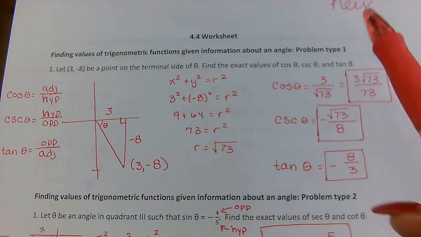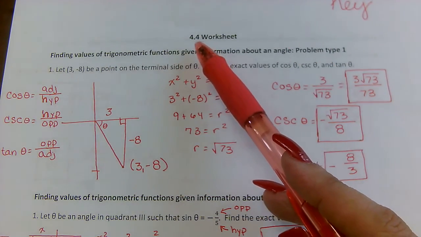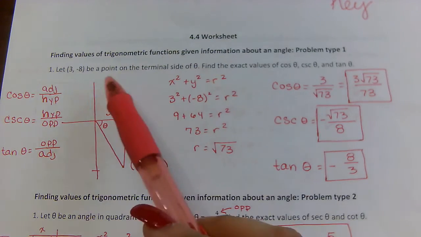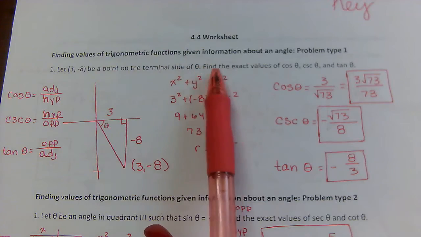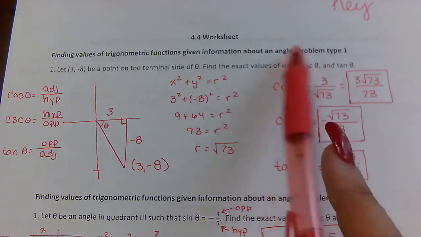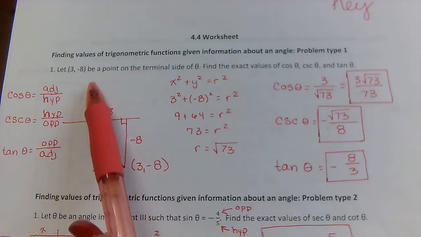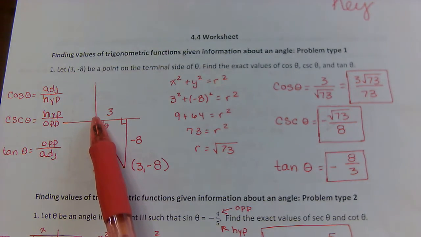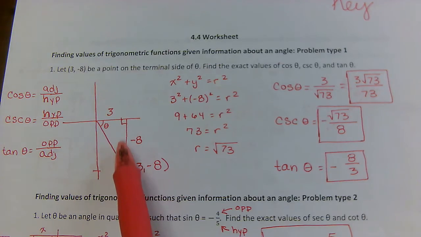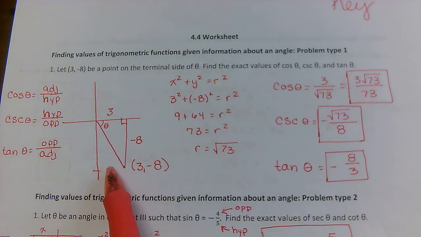Okay, in this video, I'm going to walk you through the 4.4 worksheet. Here it's saying, let (3, -8) be a point on the terminal side of theta, find these values. First thing I'm going to do is always try and draw it on a coordinate system so you know which quadrant you're going to be in. (3, -8) means you're in quadrant 4.